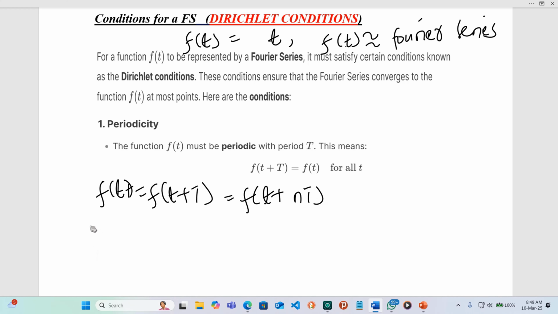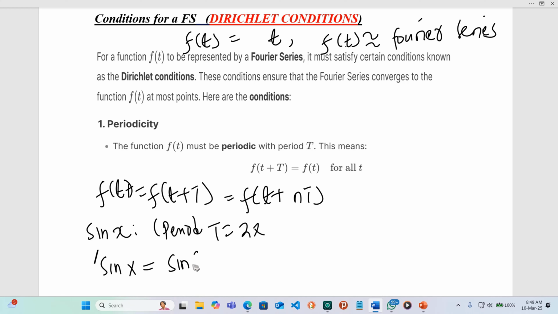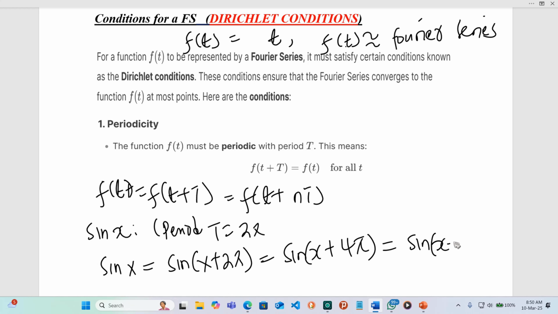Take an example, a periodic function like sine x. So this function is periodic with the period, let us take period T equivalent to pi. So if we say that sine of x, this is the same as saying sine of x plus 2 pi. This is the same as saying sine of x plus 4 pi. This is the same as saying sine of x plus 2 pi n.